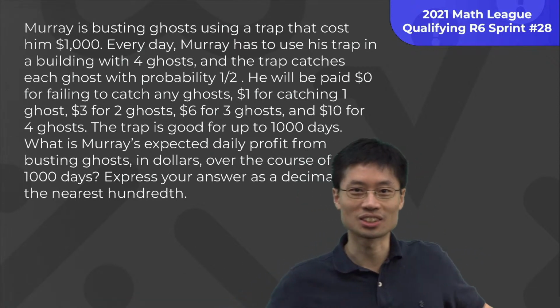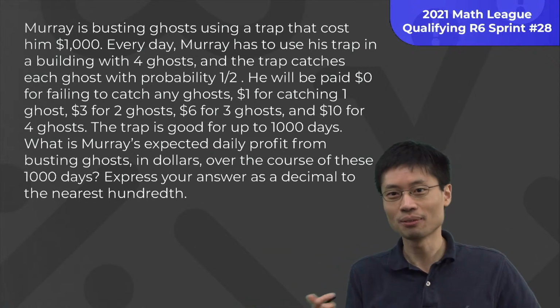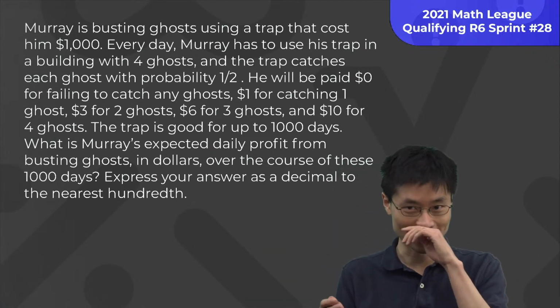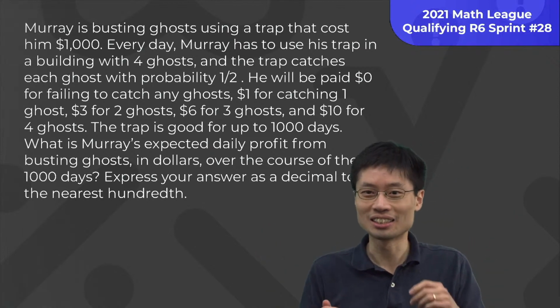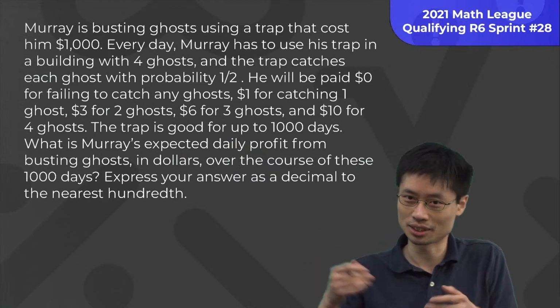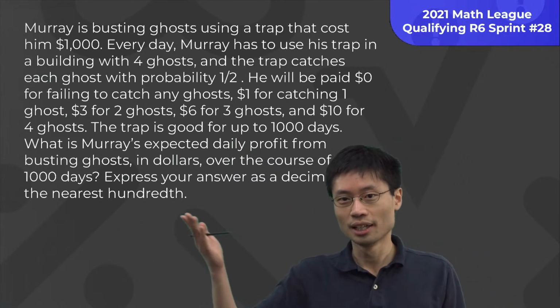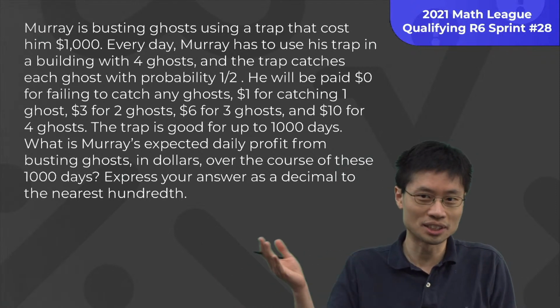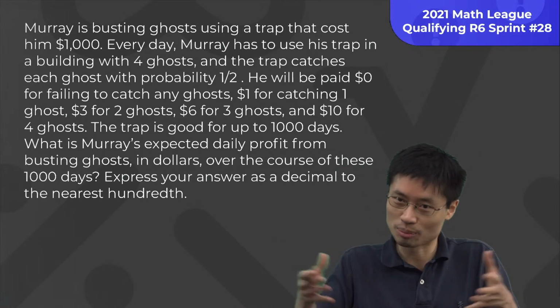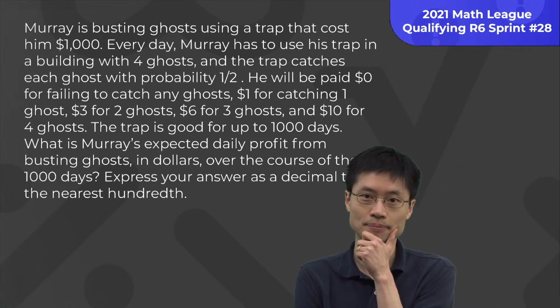Okay, I think I understand. Because it says the trap is good for up to 1,000 days. If it was like you're going to play the same game every day and the ghosts show up again and start haunting you, then it wouldn't say you can use the trap for up to 1,000 days. It would just say use it for 1,000 days. There's also this thing about a decimal to the nearest hundredth. And what this means is it's probably going to converge. It'll probably be something where the answer gets closer and closer to some answer.